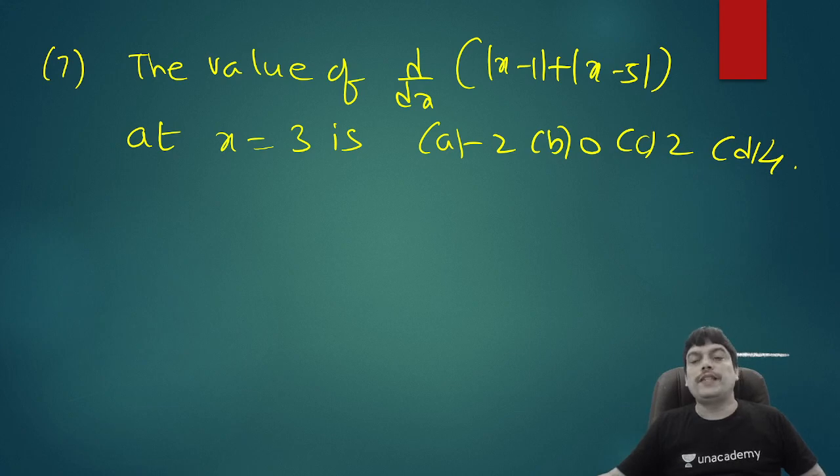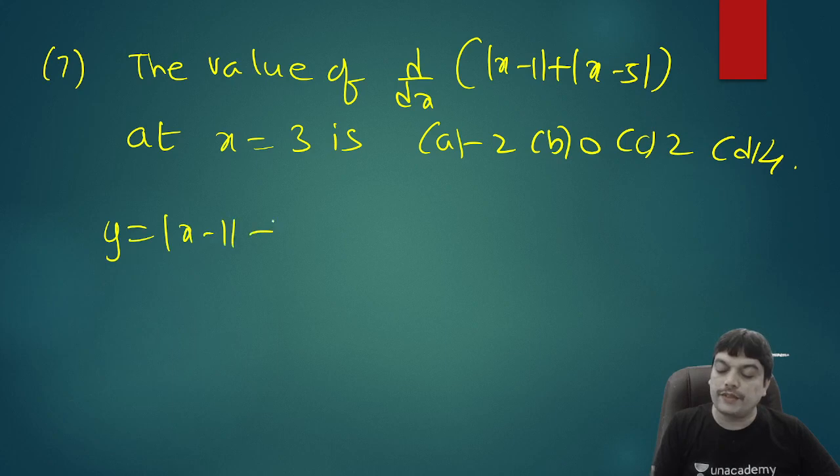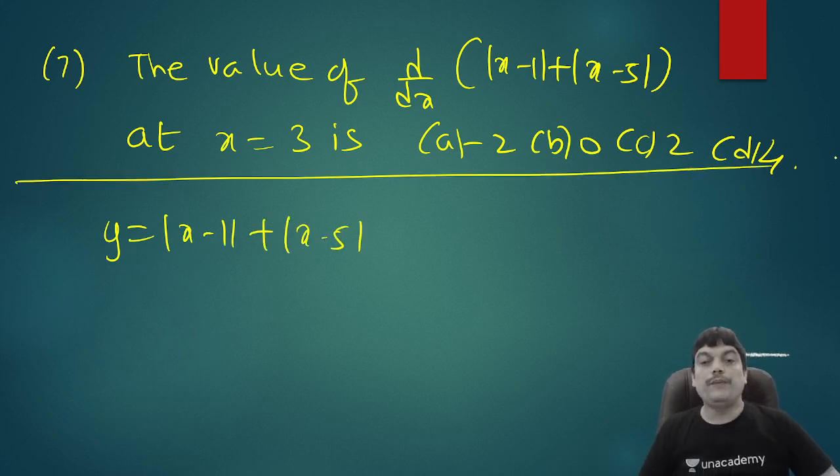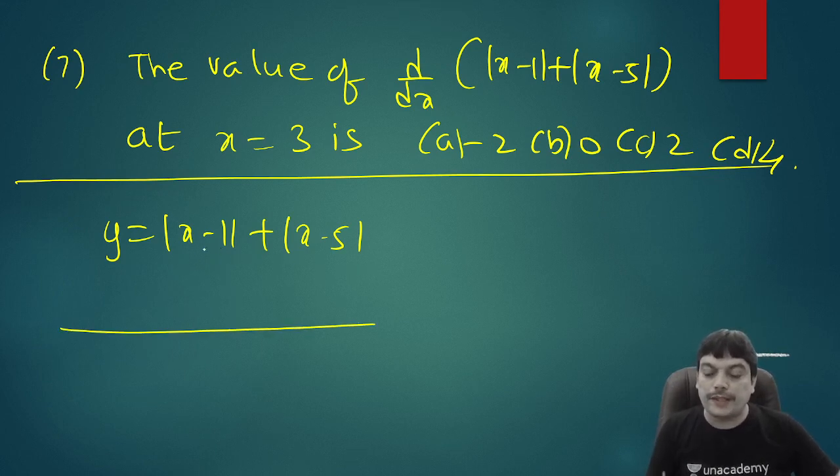In this problem, we'll see how to find the derivative for functions involving a modulus. When you have a function such as this, which has a modulus, I'll write this as y equal to |x − 1| + |x − 5|. To find the derivative, first you can split the function into parts. Whenever you have a combination of mods like this, you can draw a number line where each mod becomes 0. The first mod becomes 0 for 1 and the second mod becomes 0 for 5.